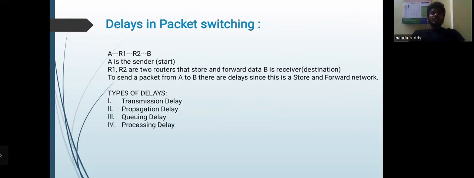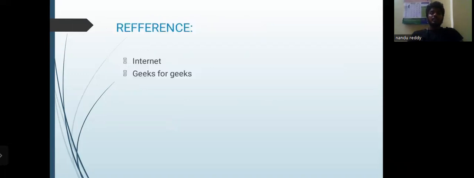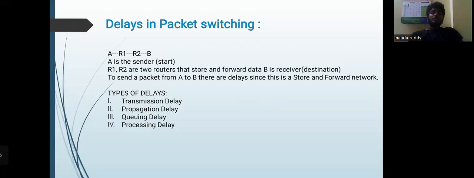Delay in packet switching: A to R1 and R2 to B. A is the sender or start. R1 and R2 are two routers that store and forward data. B is the receiver, the destination. To send a packet from A to B, there are delays since it is a store and forward network. The types of delay are transmission delay, propagation delay, queuing delay, and processing delay. This is all about the delays.